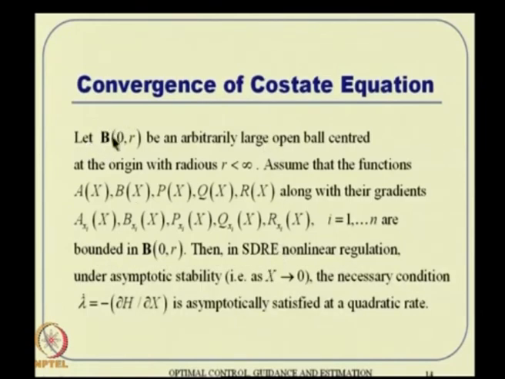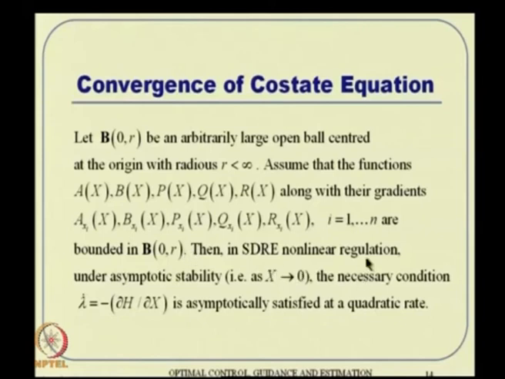So, let B of 0 r be an arbitrarily large open ball centered at the origin with some finite radius r less than infinity. Then assume that the functions a of x, b of x, p of x, q of x, r of x, and their gradients as well, that means all these first order derivatives, are all bounded within this ball. So, it talks about an open ball centered at the origin with finite radius, and it demands that all these functions along with their partial derivatives are bounded in that ball.